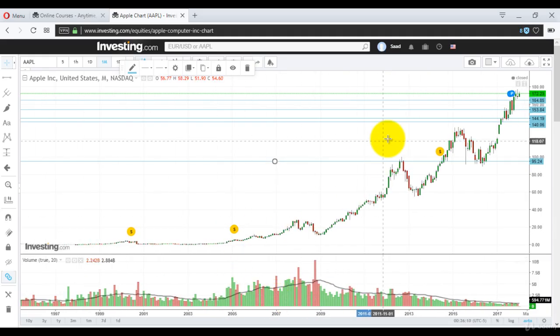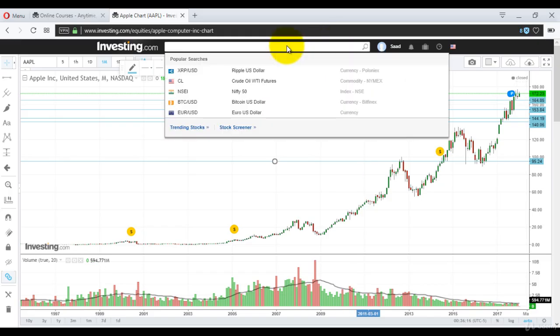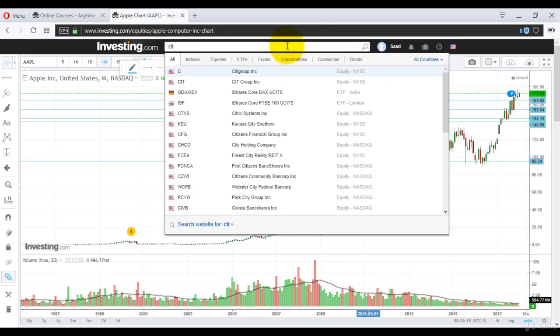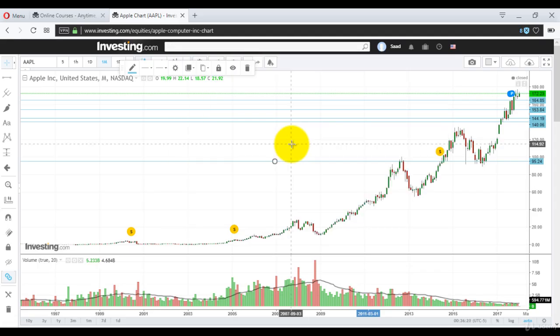This is the monthly scale that I have shown you. No problems at all. Now, let us go to Citibank. Here we go.